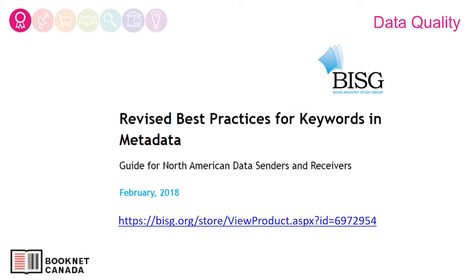Now, the next slide is the cover of a BISG publication from February 2018 called Revised Best Practices for Keywords in Metadata. And I just want to cite it as containing a lot of good advice on keywording. It's really not my place to say how keywords should be developing, but I think the focus on Amazon is troubling from a data quality perspective. And it seems that keywords is the new all-in-one solution. If you can't stick it in title, then stick it in keywords and your sales will improve.